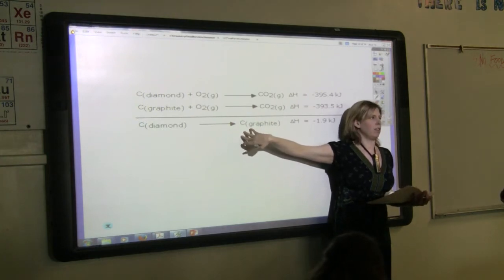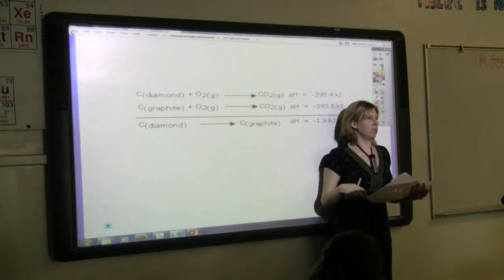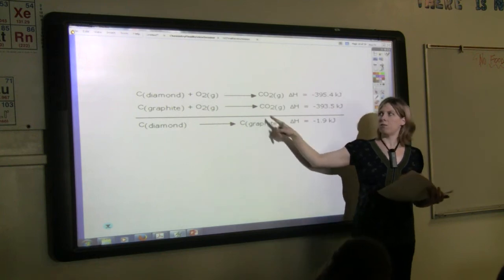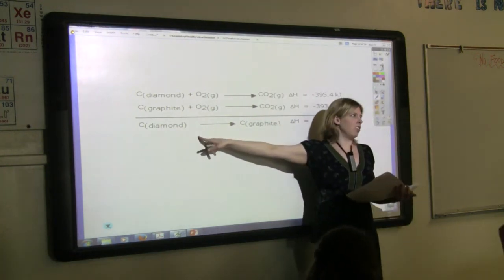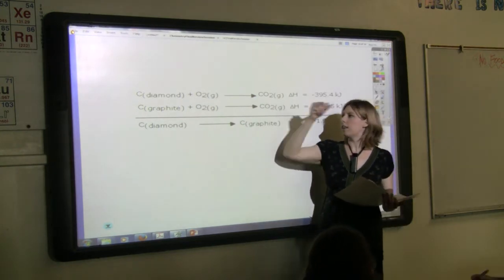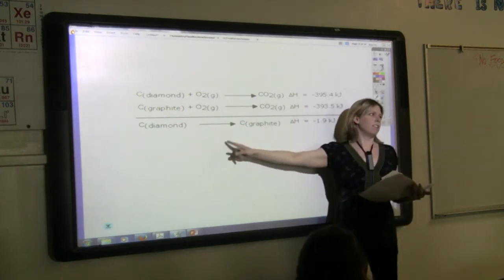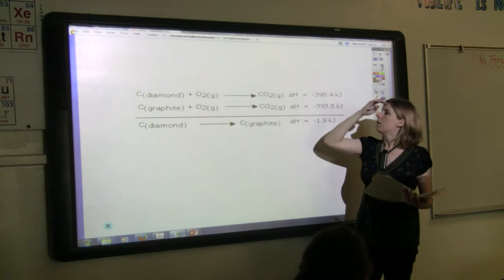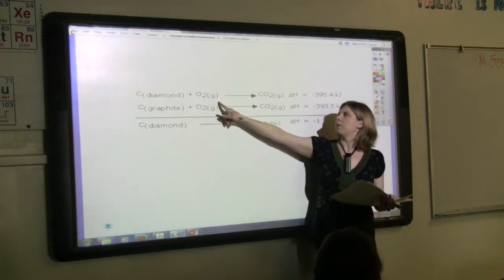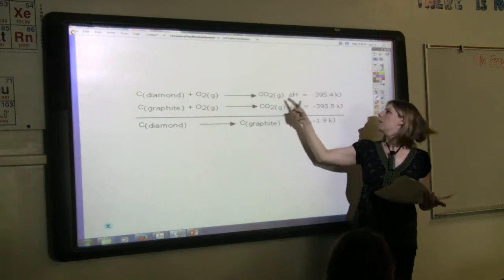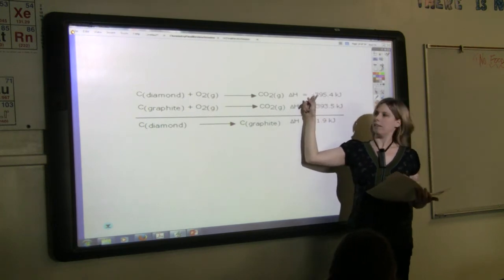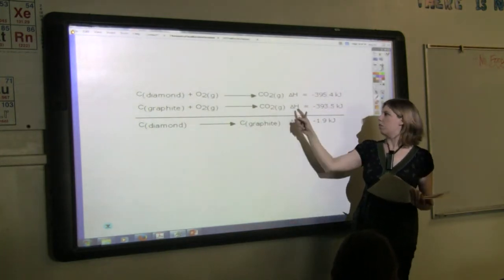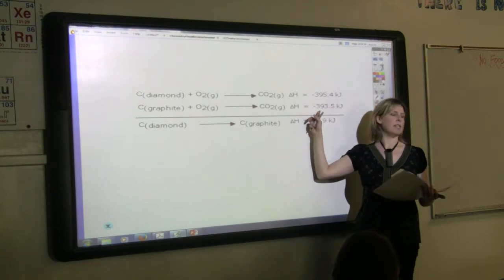It's your target equation. And then you have a table that's heats of formation of various items. So you would find the heats of formation that you could rearrange to get your target equation. So in this case, I want to get from diamond to graphite. I have no idea why you'd want to undo a diamond, but they do. So I have diamond plus O2 gives me CO2, and that has a delta H of negative 395. And then I have graphite plus O2 gives me CO2, and it has negative 393.